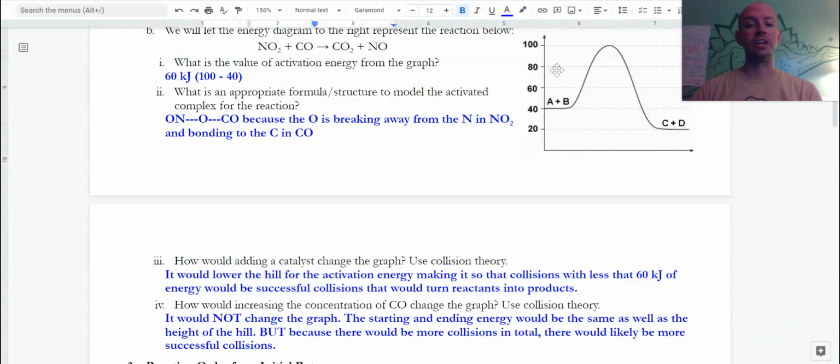The starting energy and ending energy are determined by what our reactants are. The activation energy is determined by the breaking and making of the bonds. But a higher concentration of a chemical would mean more total collisions, and it would be more likely we'd have a successful collision. It would go faster, but that doesn't change our activation energy, our temperature, or our graph.